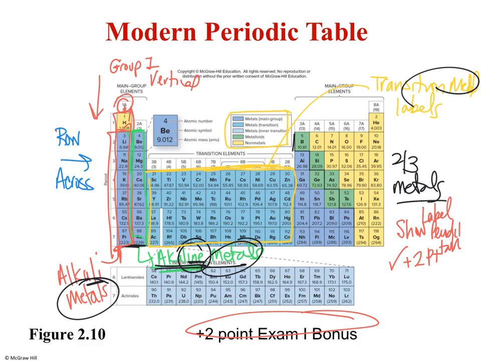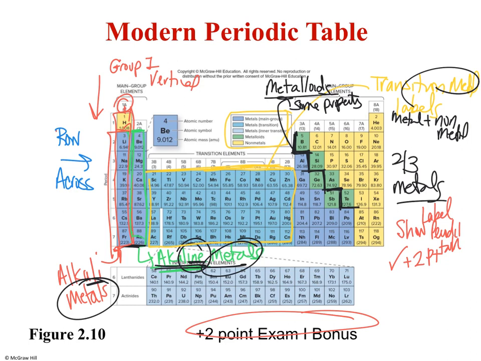The other thing I want you to see is this line here, and you can label that. What do we call that? I'm drawing a blank here. They're stair step. Oh, I know what they are. They're metalloids. You have to look and see if I spelled that word right. Metalloids means they have some properties of metal plus non-metal. So this is the transition to the non-metals.